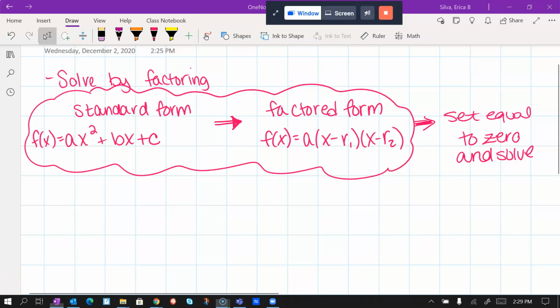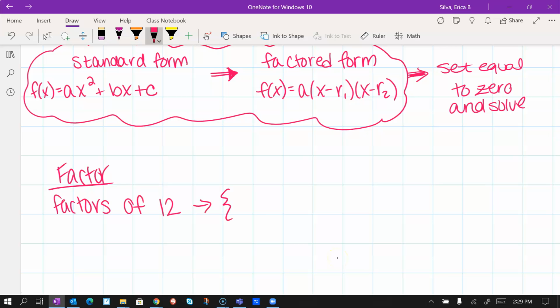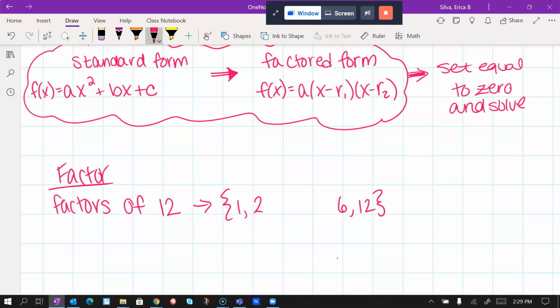All right, so let's start by factoring. When we say factor, we want to find the factors of 12. My factors of 12, I heard somebody say 2 and 6. But there's one before it, right? 1 times 12.